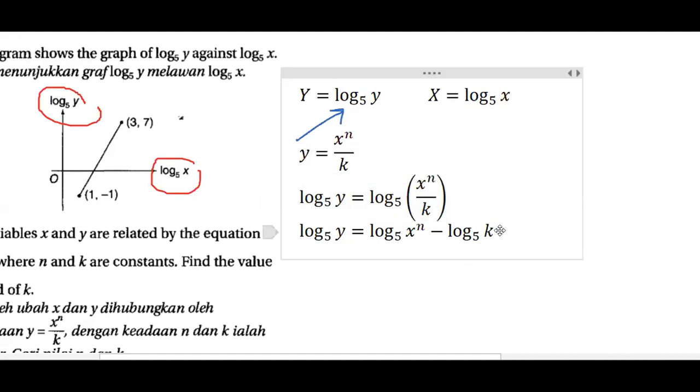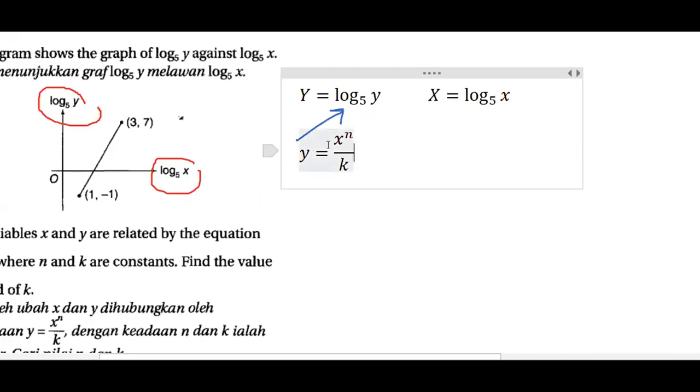Okay, repeat. You must think how to change the y become log 5y. Kamu kena ikut macam mana y boleh jadi log asas 5y. So how? What you do is log both side. Dua-dua belah kamu kena log. Log form 4 akan ajak. Yes, already Form 4 already learn.